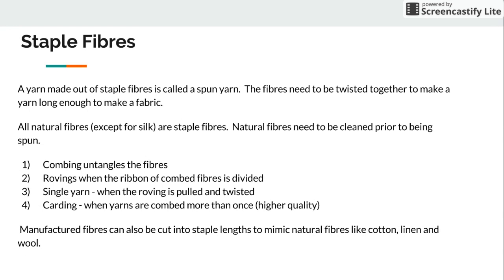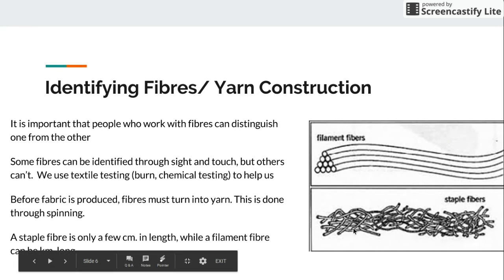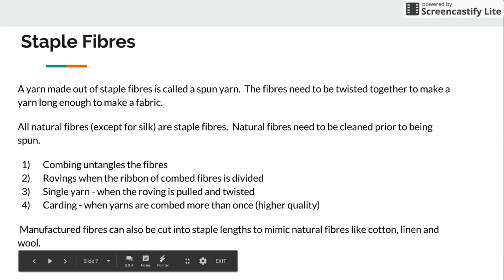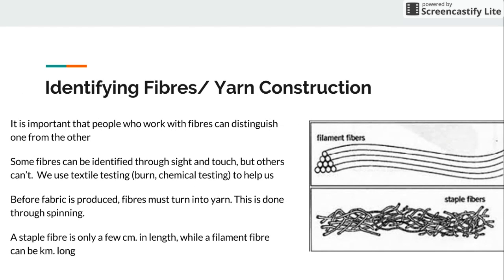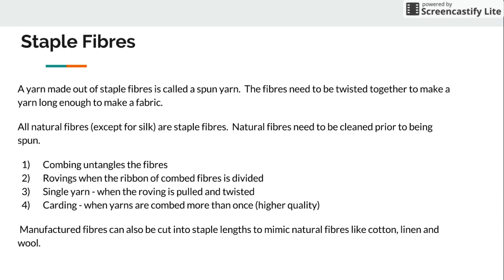So staple fibers, just to go back, are the ones that are like this, little specks of fiber that we weave together. This is called a spun yarn when we do that, and the fibers need to be twisted together. So you can see here we need to twist and tangle them all up so they are one yarn. And all natural fibers like cotton are staple fibers. So these little pieces of cotton, for example, are twisted together to become one yarn.